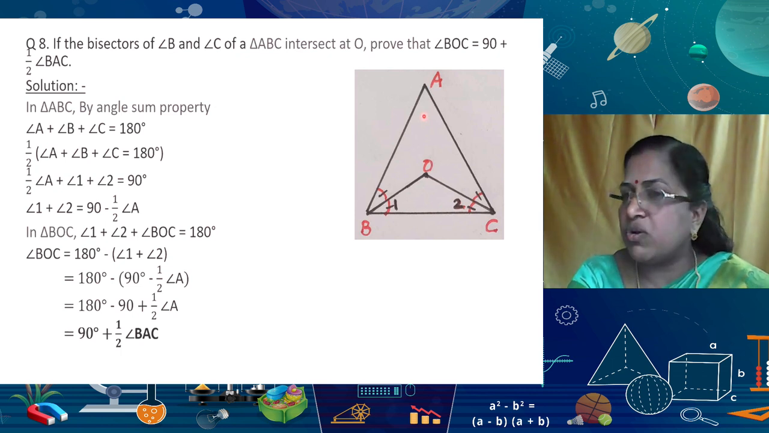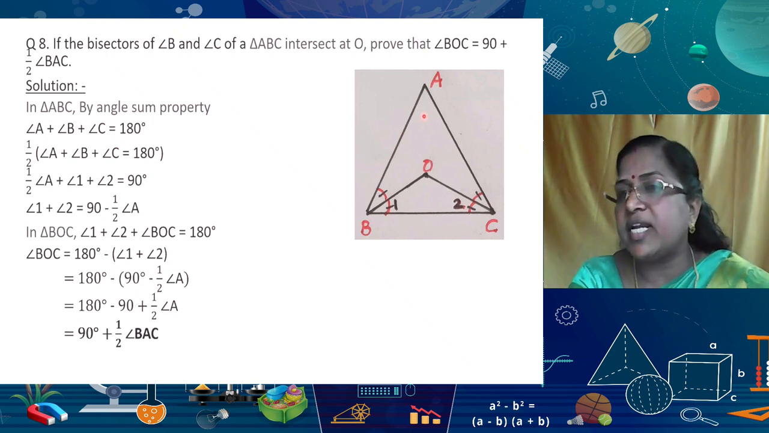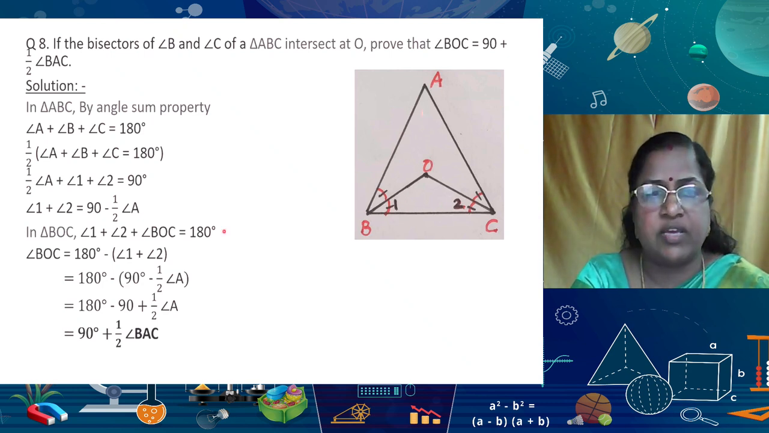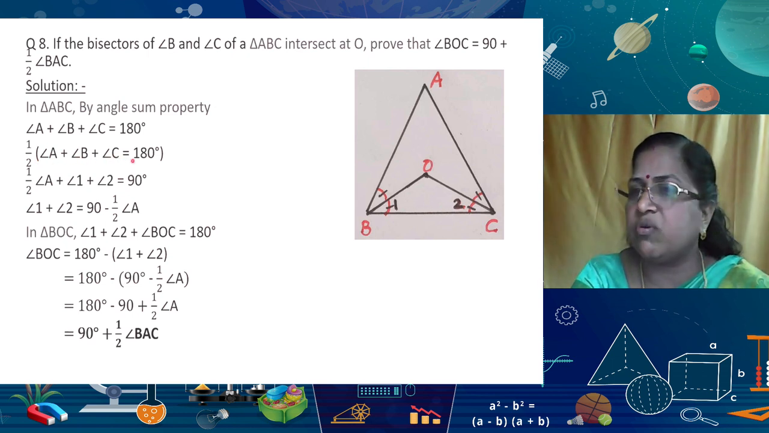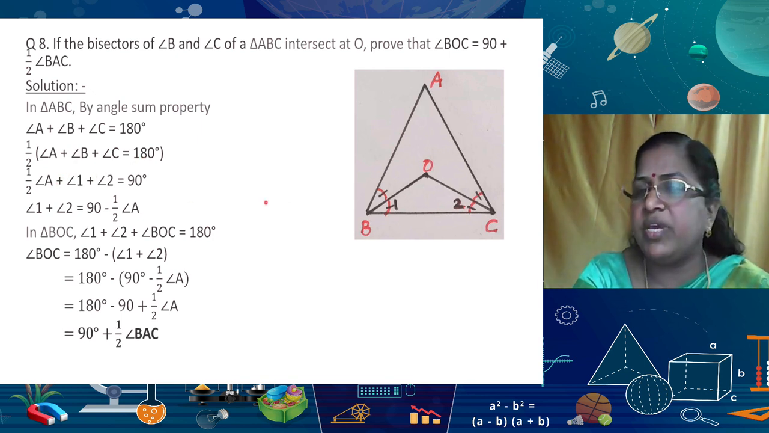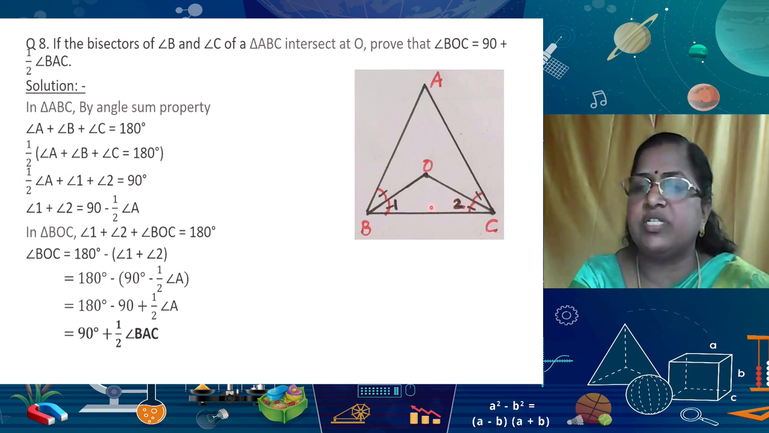How to prove it? Here we can use angle sum property of a triangle. Here we use exterior angle property and angle sum property. Now how to prove it? In this triangle ABC, angle A plus B plus C equal to 180 by angle sum property of a triangle. So here bisectors are given. So we can write half of angle A plus angle B plus angle C equal to 180 degrees. Half of angle A plus, what is half of angle B? In this picture we can see half of angle B is noted as 1. And half of angle C is noted as 2. We can substitute these values here.